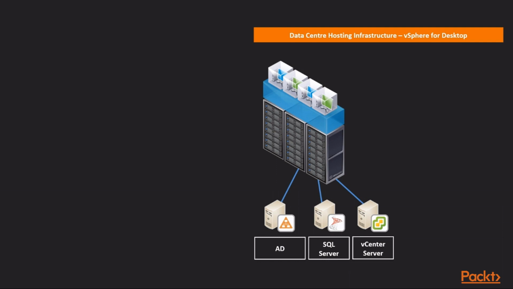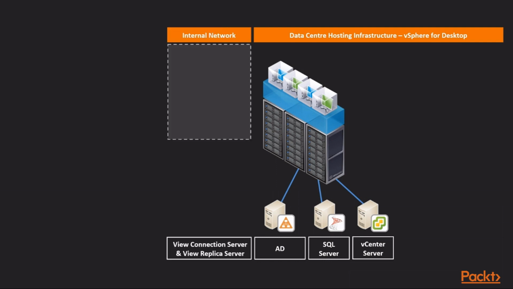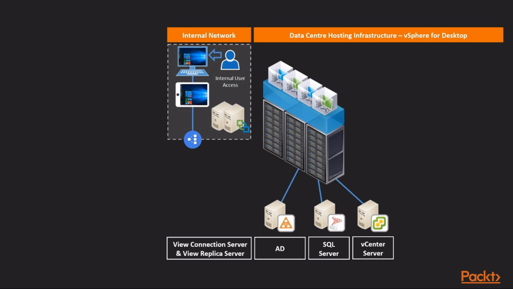Now let's move on to the first parts of the actual Horizon View infrastructure and the core connection server and replica servers. We'll start with the internal based users. Here, an internal user connects using their endpoint device, firstly via a load balancer, if you have multiple connection servers, and then in turn they are connected to a connection server. In turn, the connection server connects that user to their virtual desktop machine that is running on the hosting infrastructure.